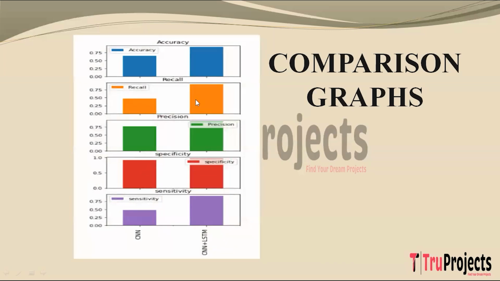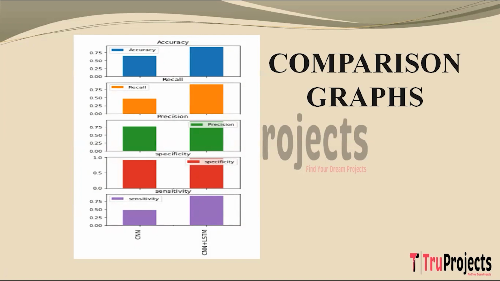Recall reflects the proportion of true positive predictions among all actual positive instances, highlighting the model's ability to detect relevant cases. Precision indicates the proportion of true positive predictions among all positive predictions, emphasizing the model's ability to avoid false positives. Specificity indicates the proportion of true negative predictions among all actual negative instances, emphasizing the model's ability to avoid false alarms and correctly classify negative cases. And sensitivity indicates the proportion of true positive predictions among all actual positive instances, synonymous with recall and critical for identifying true positive cases accurately.